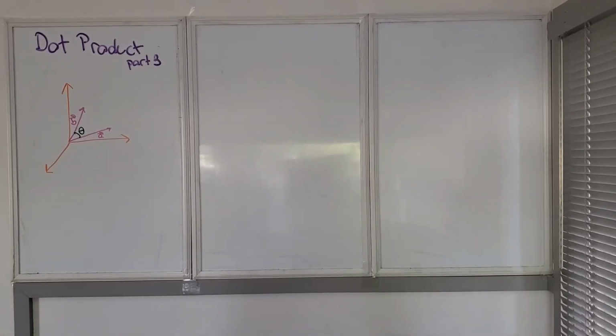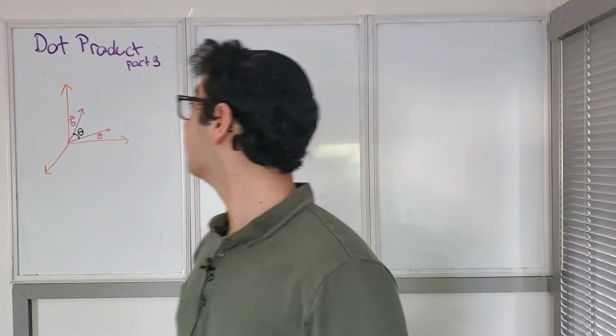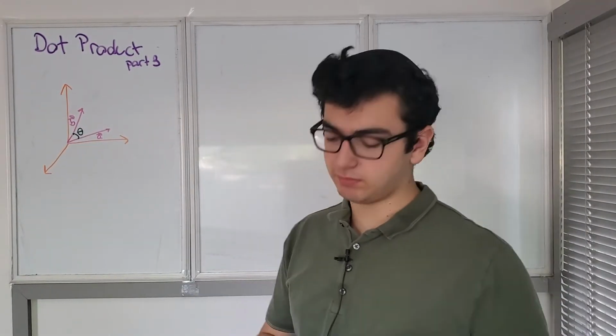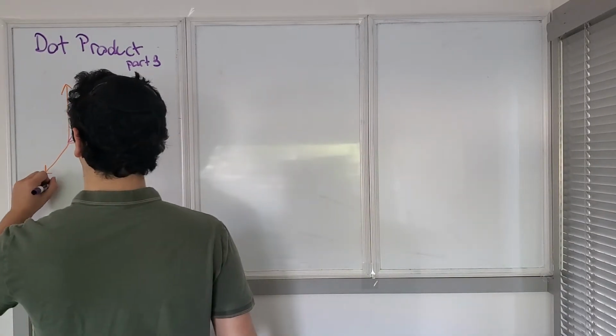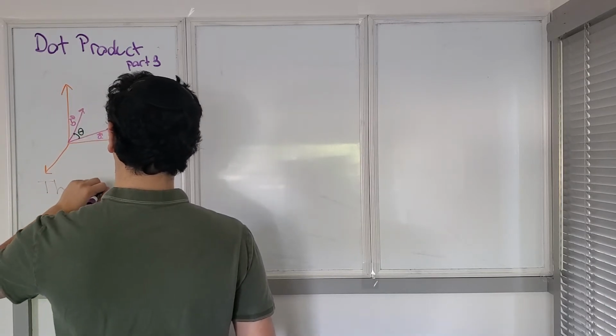Okay guys, in this video we're going to be going over the dot product, part 3. In this one we're going to come up with a massive theorem that's going to really change what we think of as the dot product. I'm going to tell you the theorem first, and then I'm going to give you the proof.